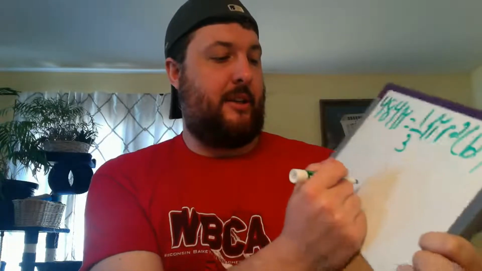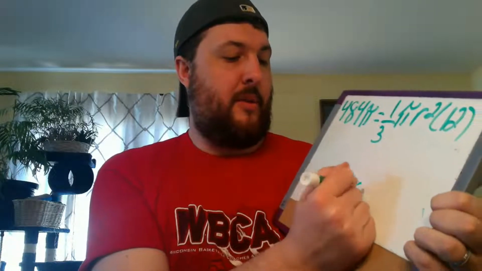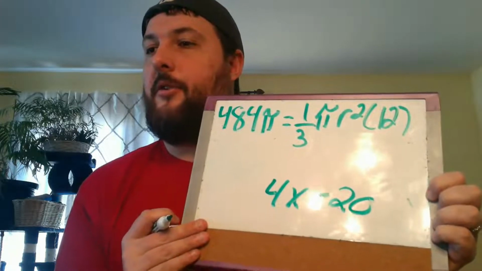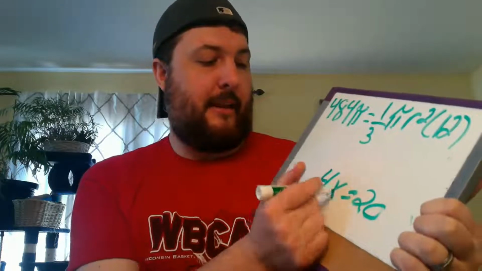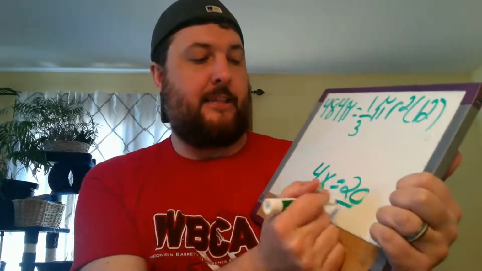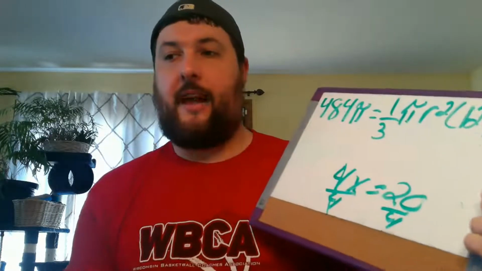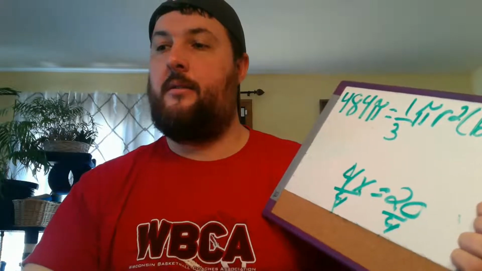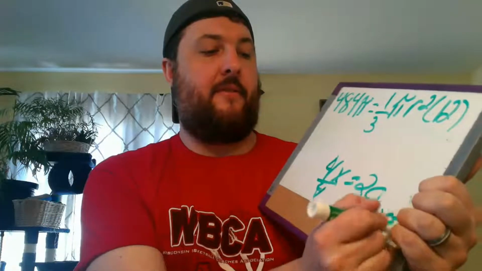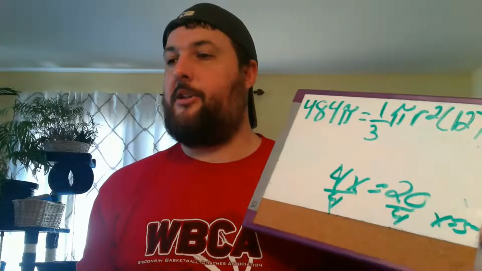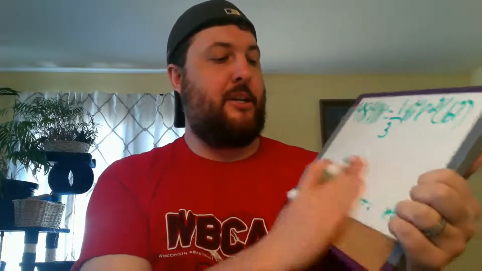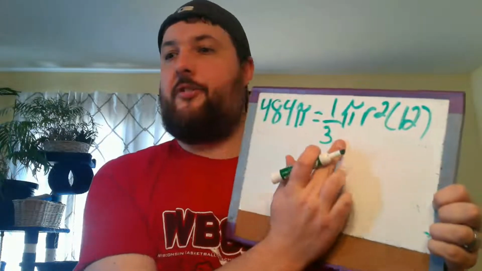Well, just like if you were to do a simple equation like 4x equals 20, you would divide to get the x by itself. You divide both sides by 4, and the 4's cancel on this side, and you get x equals 5. It's like algebra 1, or even before that, where you do the inverse operation. Pi is just a number.